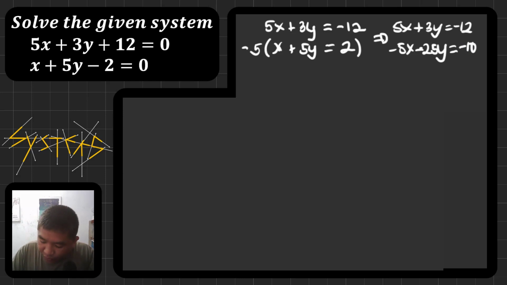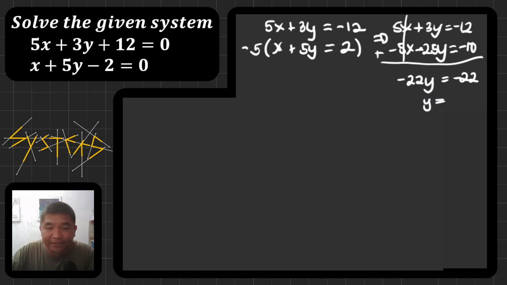So if we're going to add now the two equations, we can eliminate x. So we will be solving for y first, and then you will have 3y plus negative or minus 25y. You have negative 22y is equal to, the other side will also be negative 22. This would mean that the value of y is positive 1.